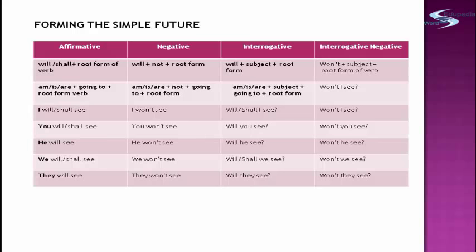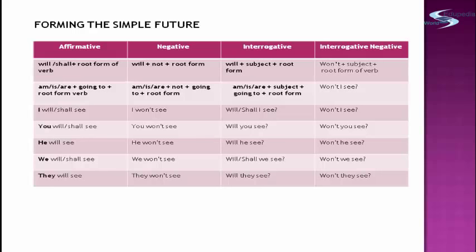So in the negative, we have the pattern will plus not plus root form. If we are going to use going to, the pattern is am, is, are plus not plus going to plus root form. So for the first person, you will say, I won't see. Second person, you won't see. Third person, he won't see. Third person plural, we won't see. And if we will use the pronoun they, they won't see. These are all in the negative form.